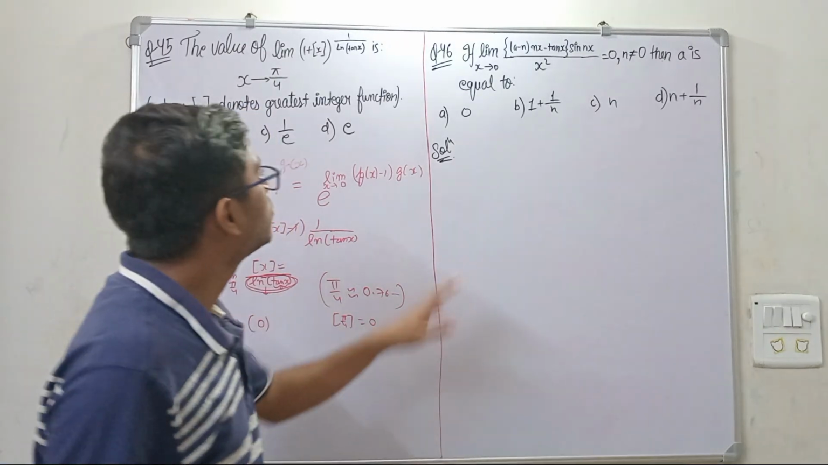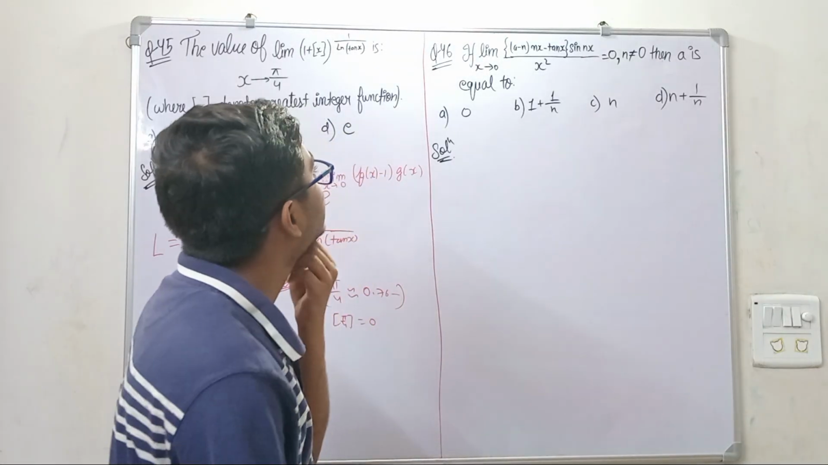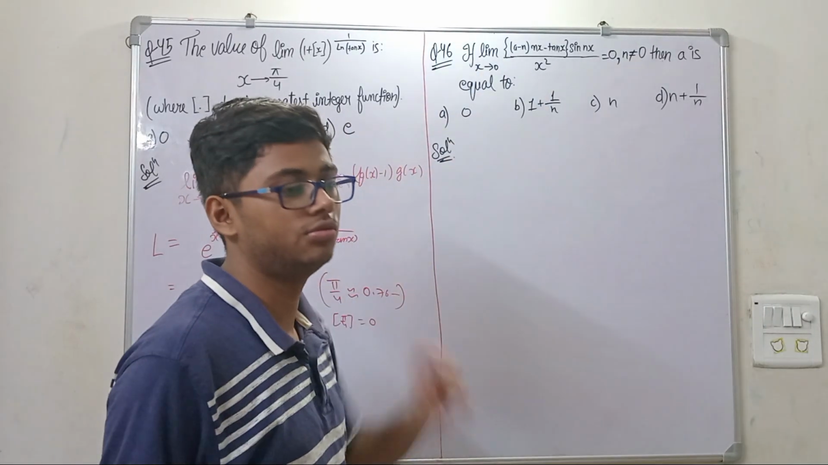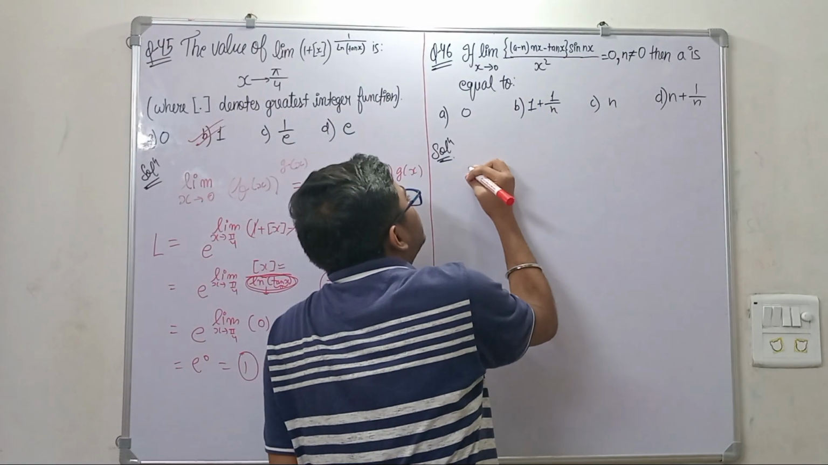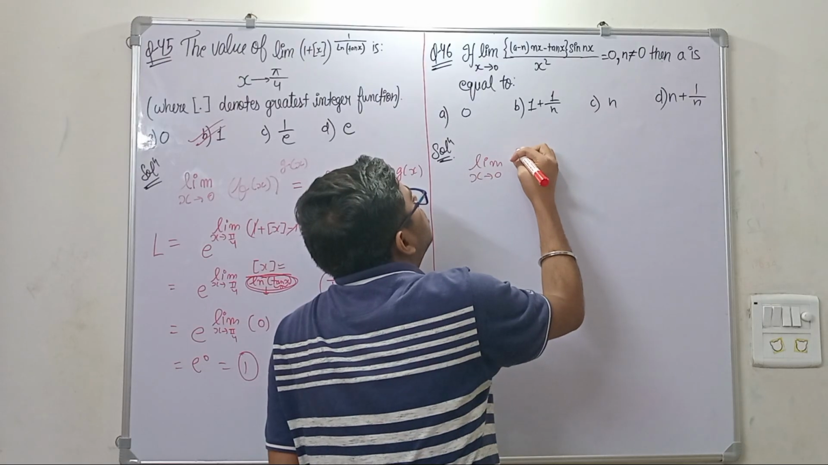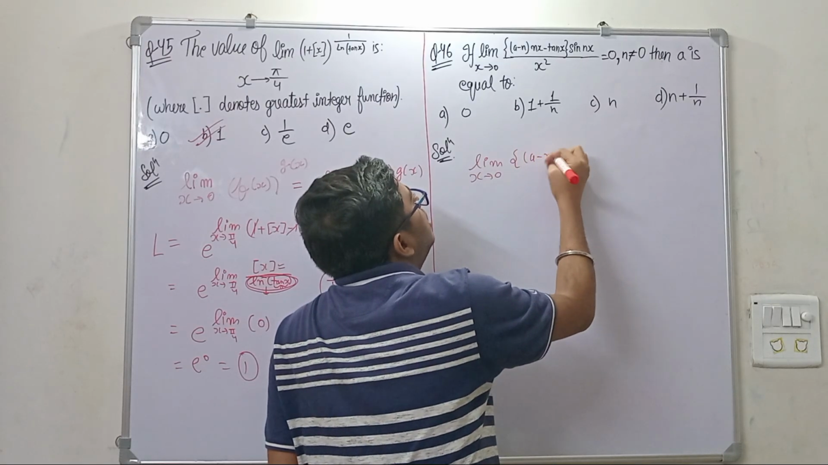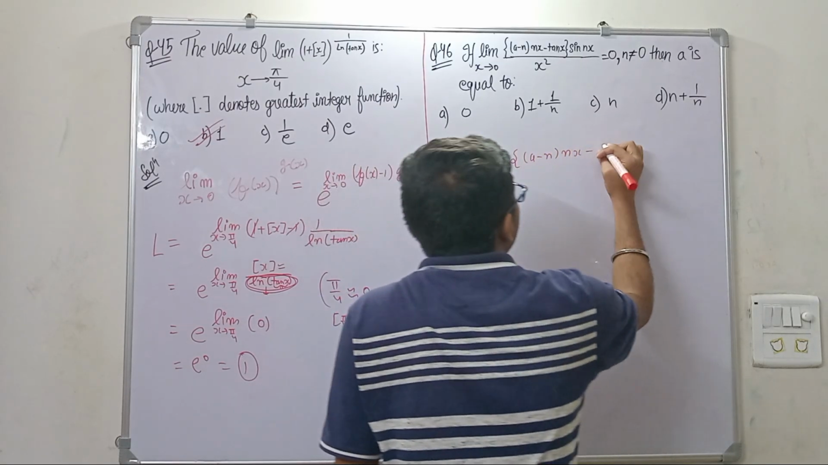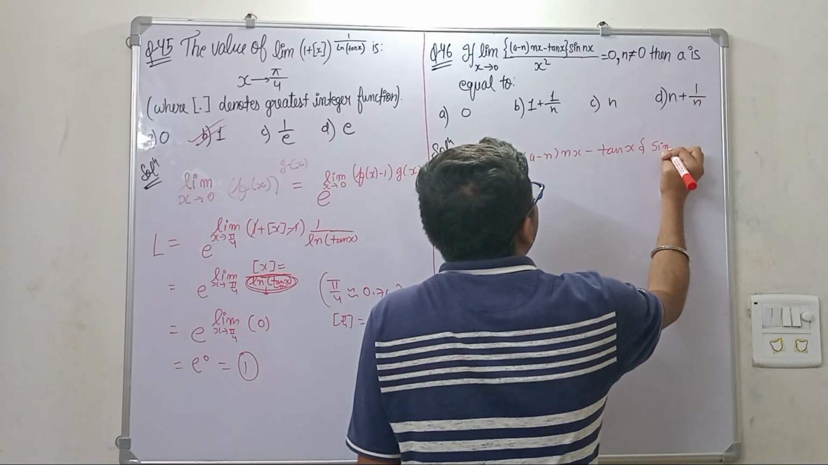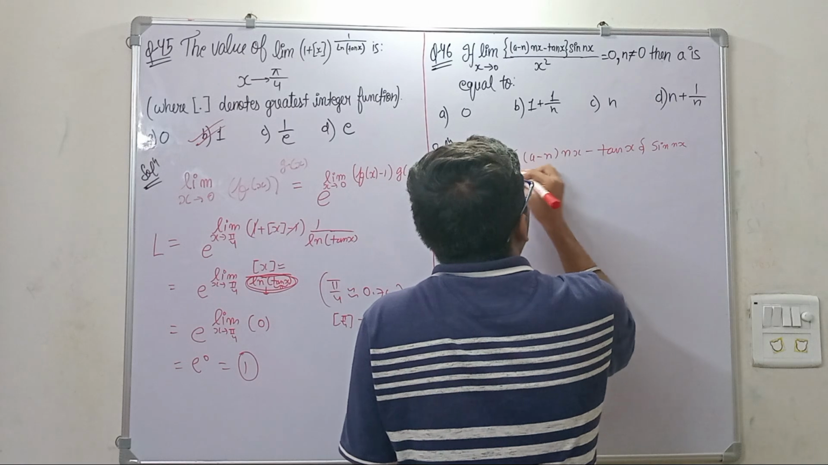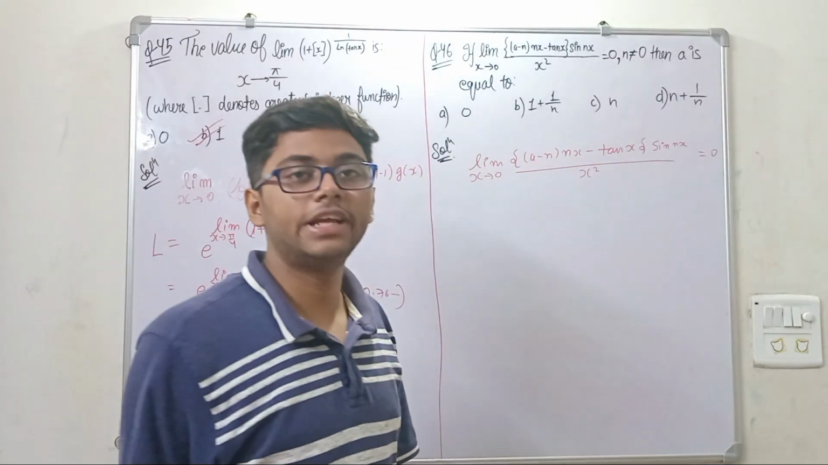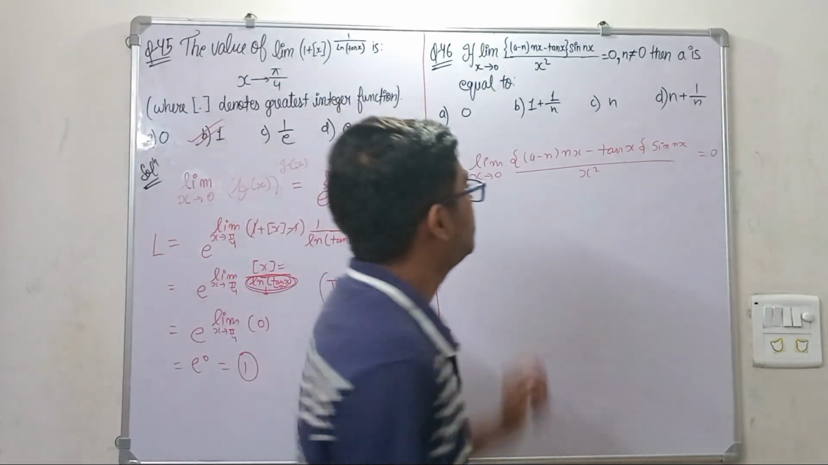Now question number 46. You can see if limit x tends to 0 of this function, then you have to find the value of a if it is equal to 0. This question is based upon the standard limit results, divided by x square, and this is equal to 0. So you know limit x tends to 0, sin x by x is 1. So multiply and divide by nx here.